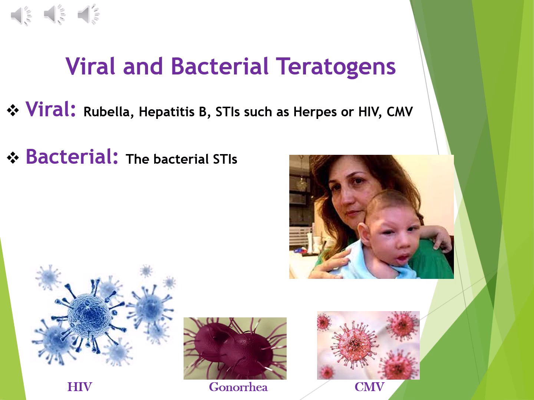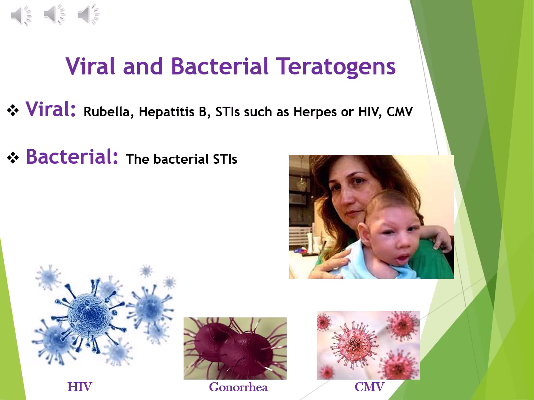Also hepatitis of the B variety. If mom does have hepatitis, when the baby is delivered afterwards, they'll start a regimen of shots to prevent them becoming hepatitis B positive. CMV we're going to consider on a separate slide. Other viral teratogens are STIs, such as herpes.